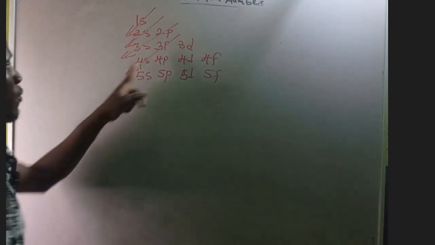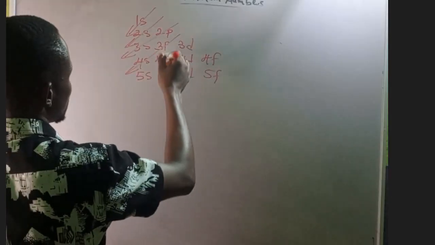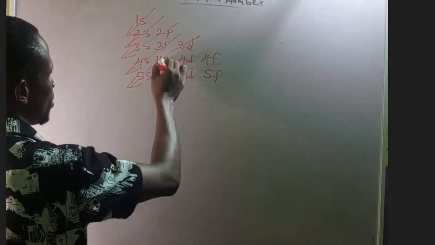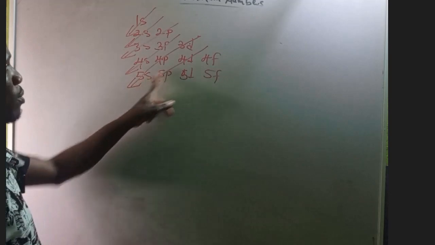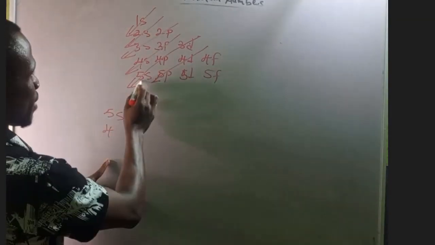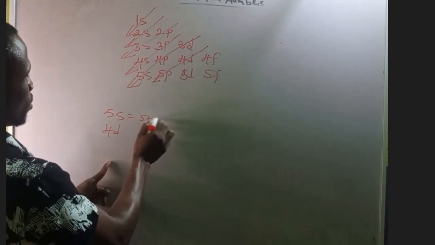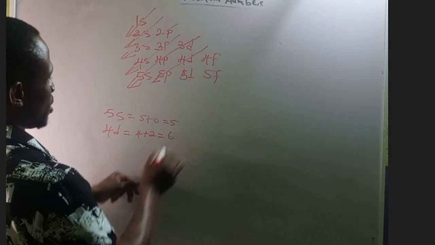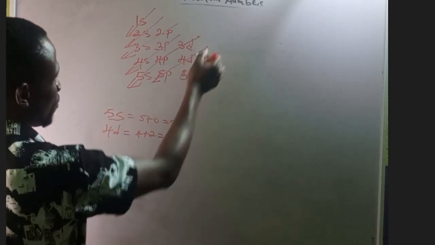3p fills first before 4s, is it not? But 4s fills first before 3d. After 3d is filled, 4p is filled, then 5s. Imagine that 5s will fill before 4d. Why? 5s fills before 4d because 5 plus 0 is 5, and 4 plus d, which is 2, is 6. So 5s fills first before 4d.